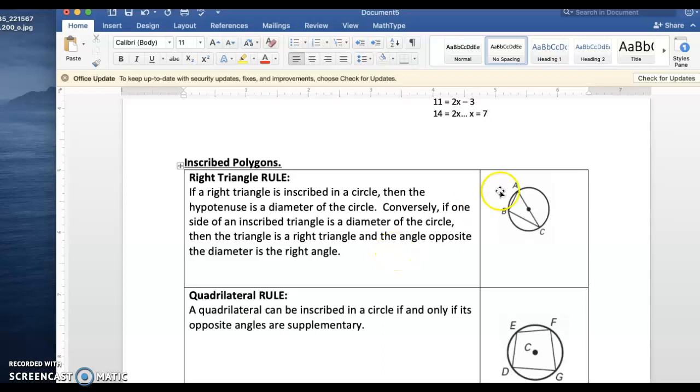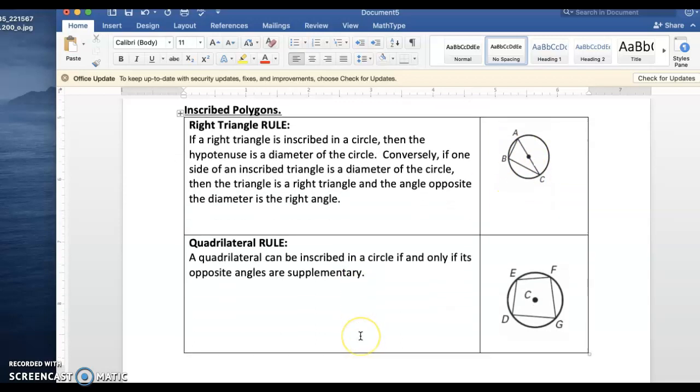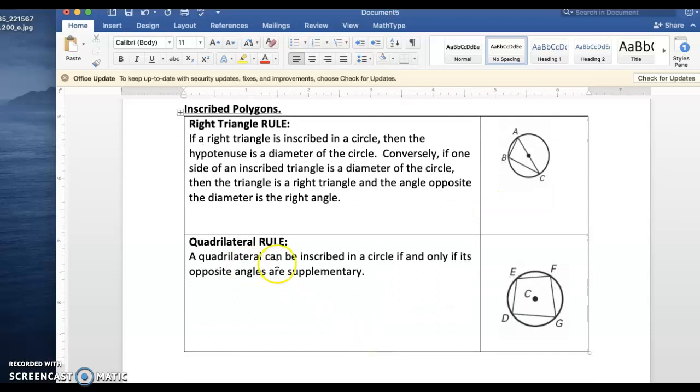So it's really just if a right triangle is drawn within a circle, I know that the hypotenuse is the same as the diameter and that the angle that is the right angle is directly across from the hypotenuse. The quadrilateral rule is, remember, a quadrilateral is a four-sided shape, that if a quadrilateral is drawn within a circle, the opposite angles have to be supplementary.